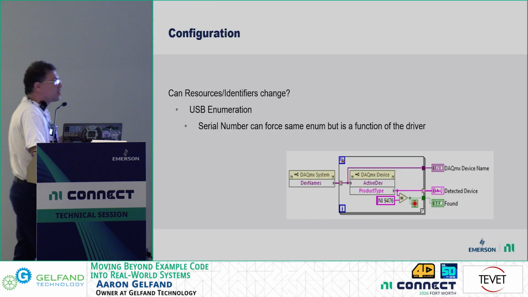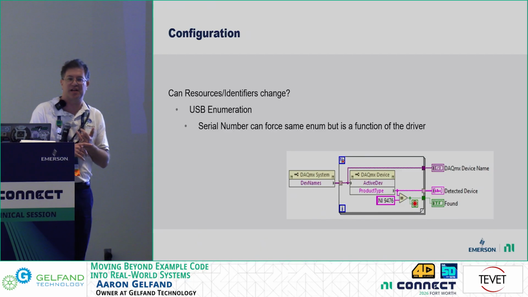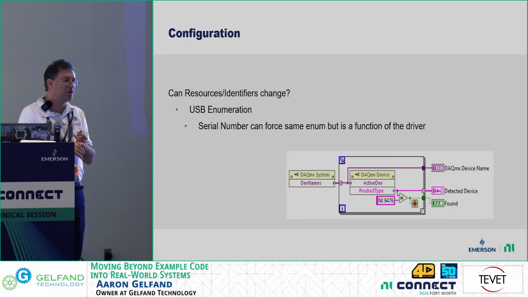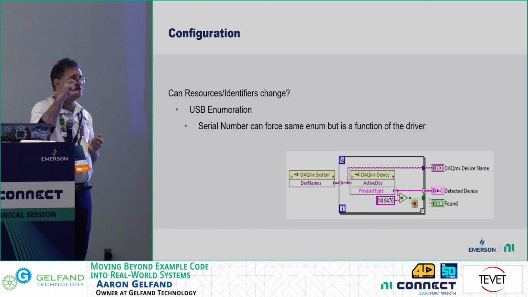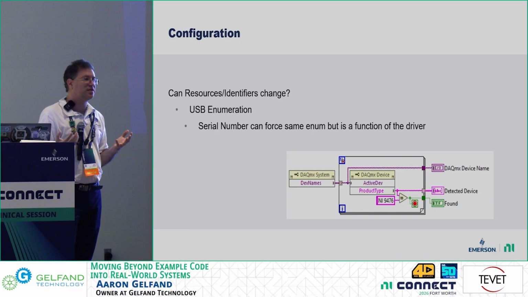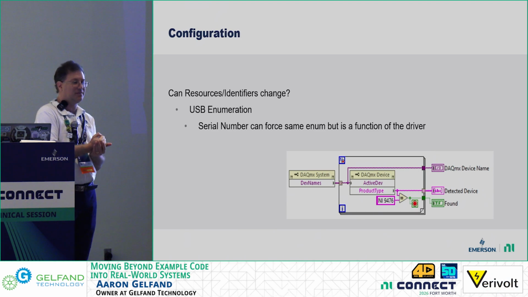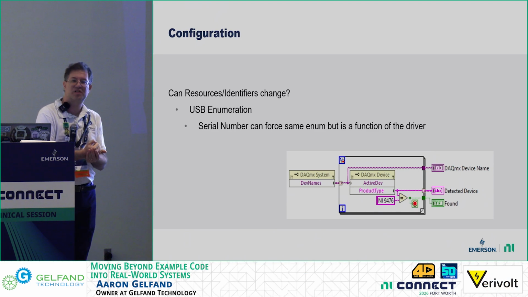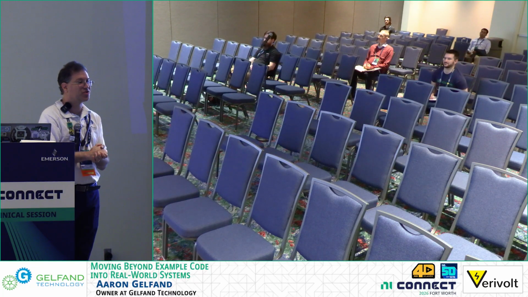Something else you have to worry about is, can your resources or identifiers change? An example I'll give is the NI USB to RS-232 cables. I can plug one of those in. It enumerates in Windows as COM5. If I unplug it and plug it back in, is it still going to be COM5? I've got a shrug.